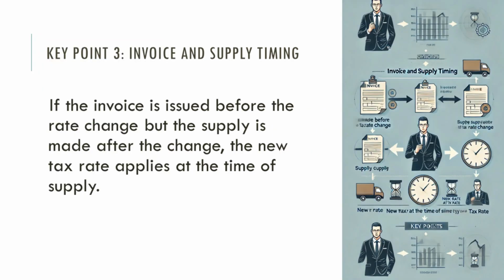Question 3. What happens if the invoice is issued before the change in rate, but the supply is made after the change? Imagine an invoice is issued on March 28th with an 18% tax rate, but the goods are supplied on April 4th when the tax rate has changed to 28%.